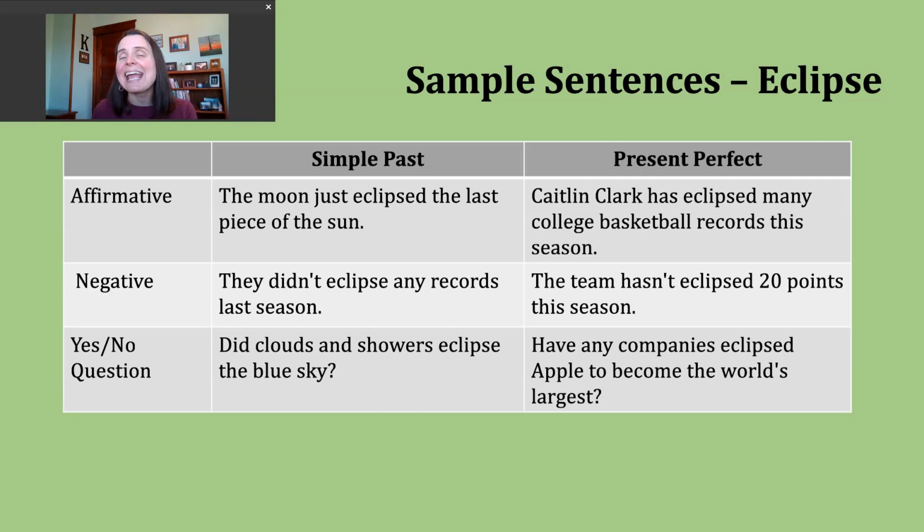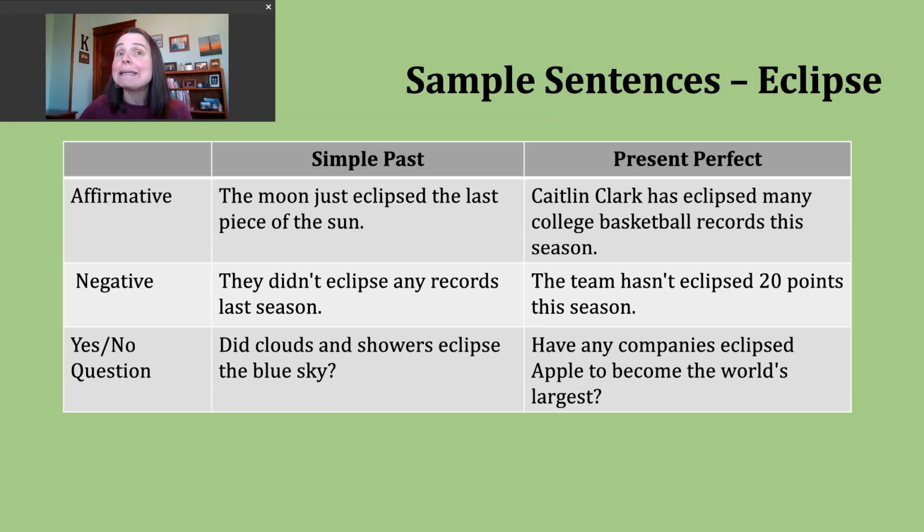Now, if you want to make a negative sentence in the simple past tense, your pattern here is to start with your subject, use did not or the contraction didn't, and then the base verb. Let's take a look at an example. They didn't eclipse any records last season. Okay, so here, maybe we're talking about a certain sports team, and we're going to that meaning of surpassing, right? So they didn't break a record, or they didn't set a record. Many different ways we can talk about outshining or really outdoing another's performance.